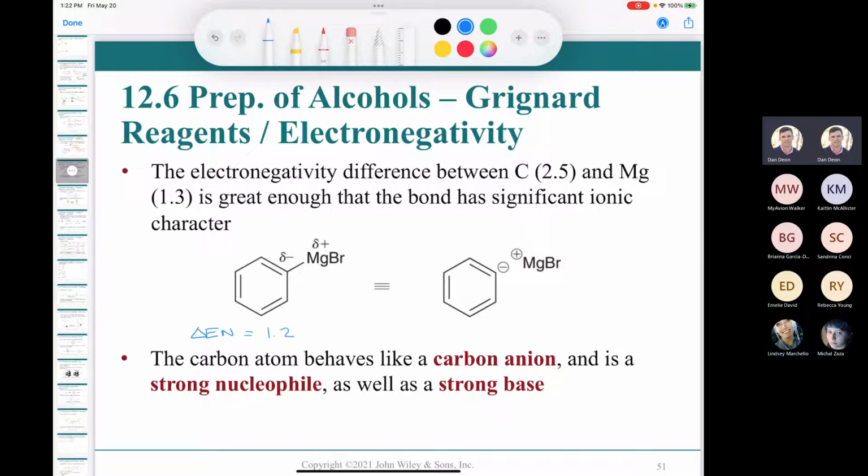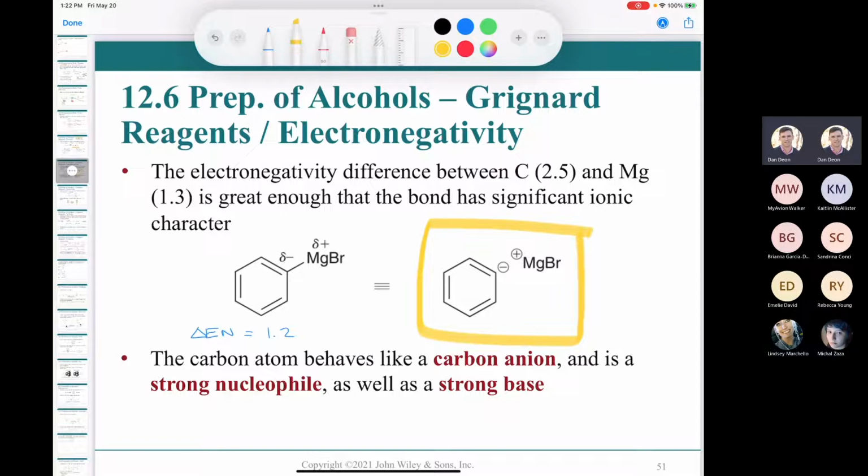Now that falls in the range of being a polar covalent bond, because our textbook states that an ionic bond is when we have a difference of electronegativity that's greater than 1.7. However, most of the time, I will draw my Grignard reagents like this.